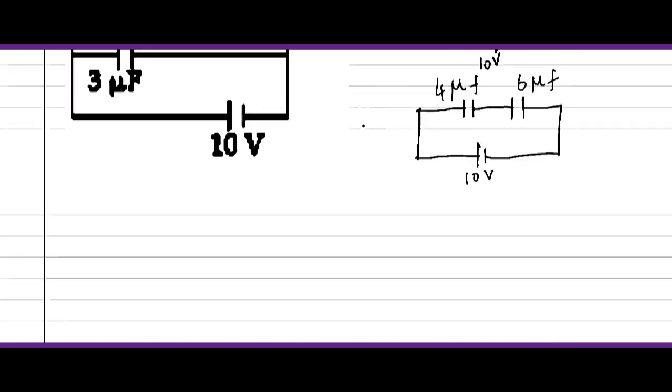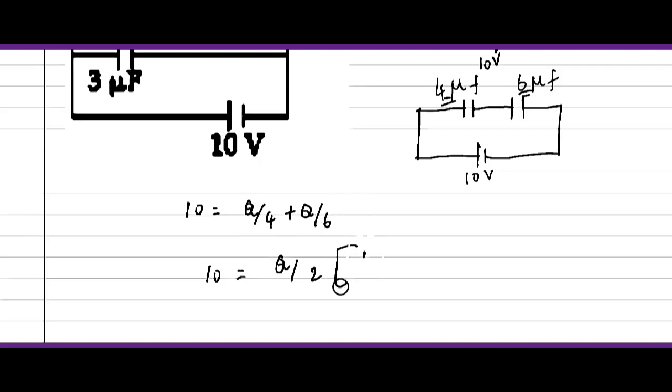Now the battery is 10 volts, so 10 equals Q by 4 plus Q by 6, those two capacitor values, 4 and 6. Similarly, 10 equals Q times 1 by 2 plus 1 by 3, which is Q by 2 times 5 by 6.